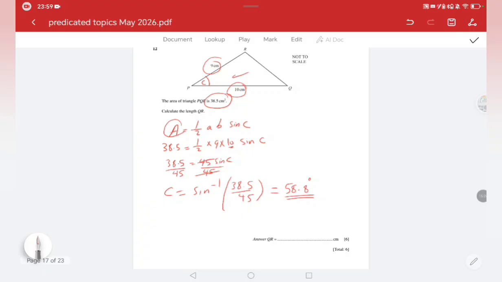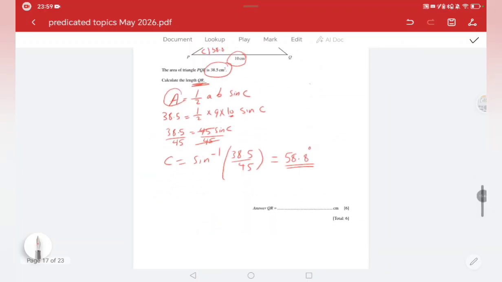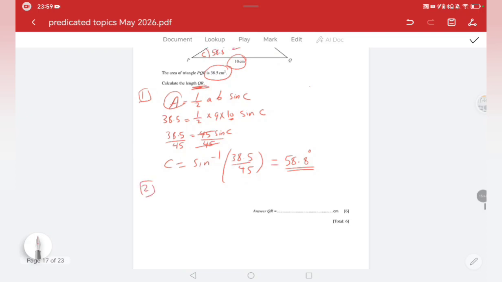So, Mr., why are we finding the angle? Because first of all, I'm using the given data to find this angle C. If I have the two sides and the angle between them, I can use the cosine rule to find the third side QR. So this is our first step, and the second step is now to use the cosine rule.